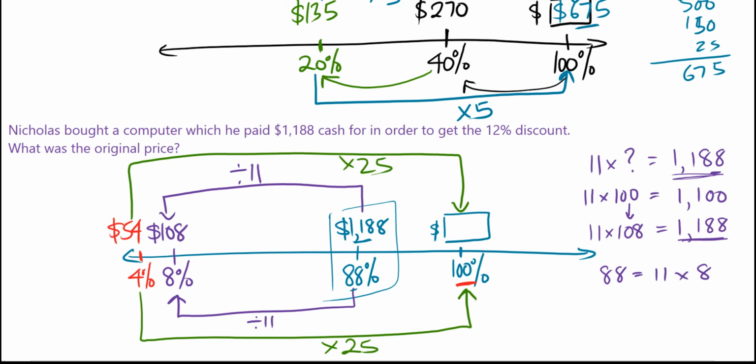So 54 times 25 is the same as 50 times 25 plus 4 times 25. So 5 times 25 will give me 125. So 50 times 25, just put a 0 there, and 4 times 25 is 100. So 1250 plus 100 gives me 1,350.